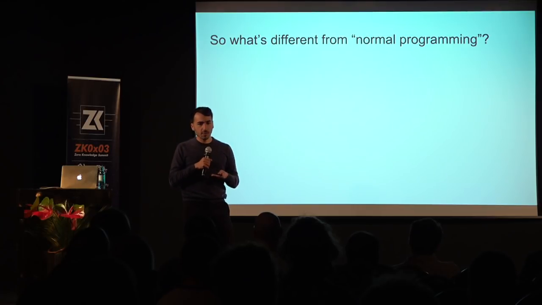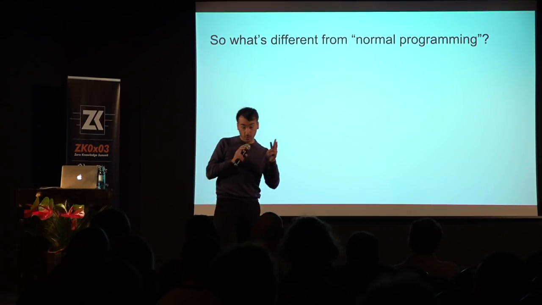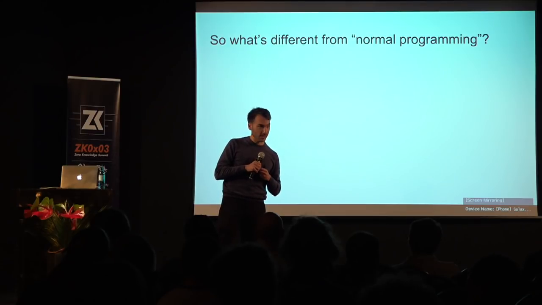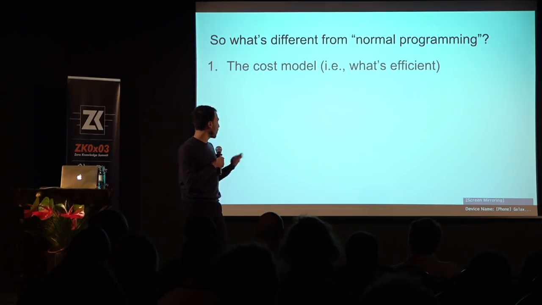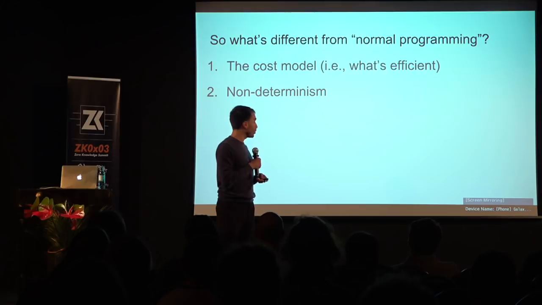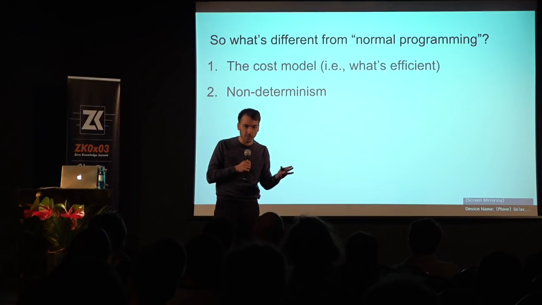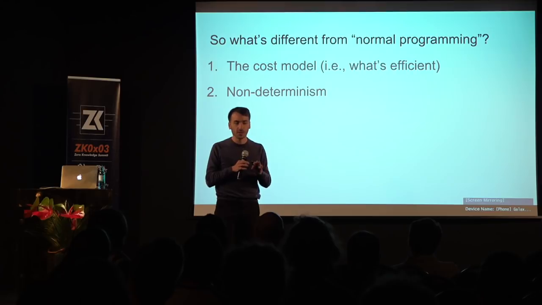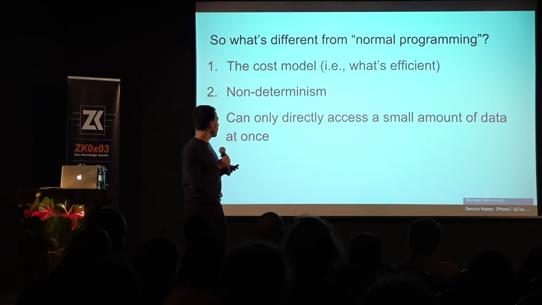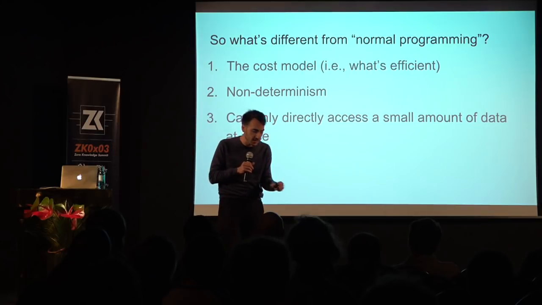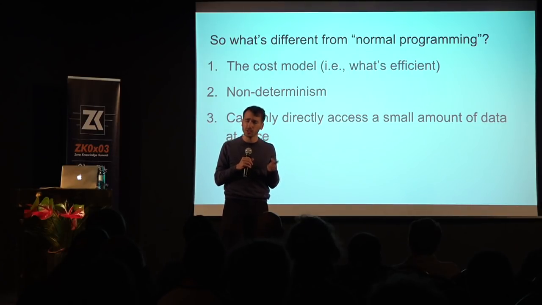Okay, so what about SNARK programming is different from quote-unquote normal programming, or as I call it, CPU programming? No, I don't call it that, but programming. Well, one is the cost model. So what is it that's efficient? Two is, in SNARKs you have this magic superpower, which is called non-determinism. Don't worry if this is a scary sounding word, or if you don't know what it means, I'll talk about it. And the third is that inside of a SNARK you can only somehow access a small amount of data at a time. In a way, it's not so different from a CPU.